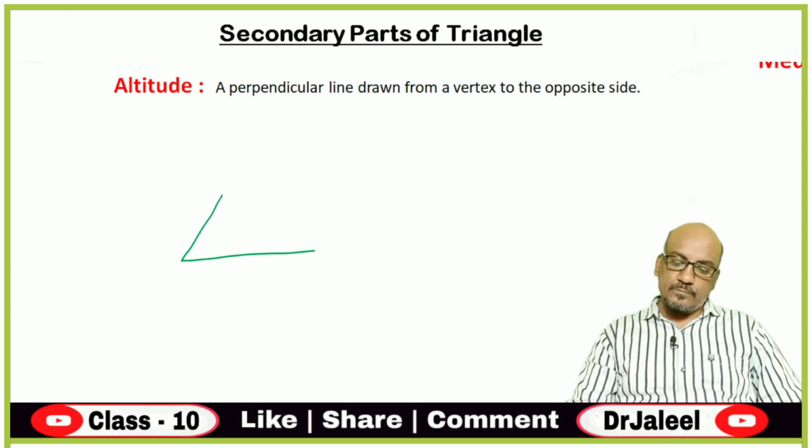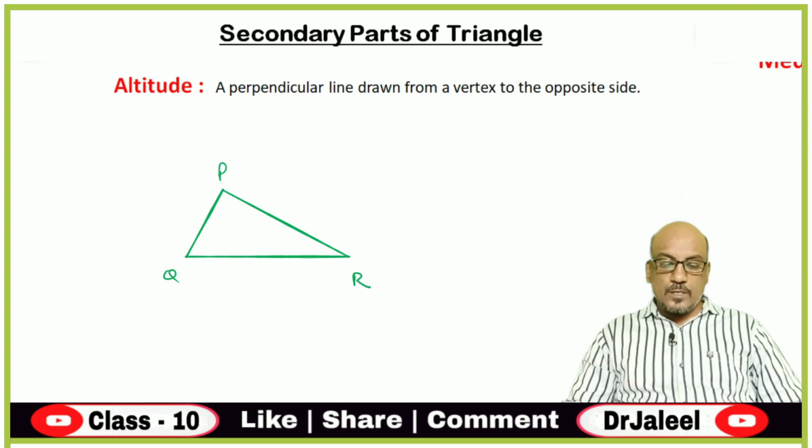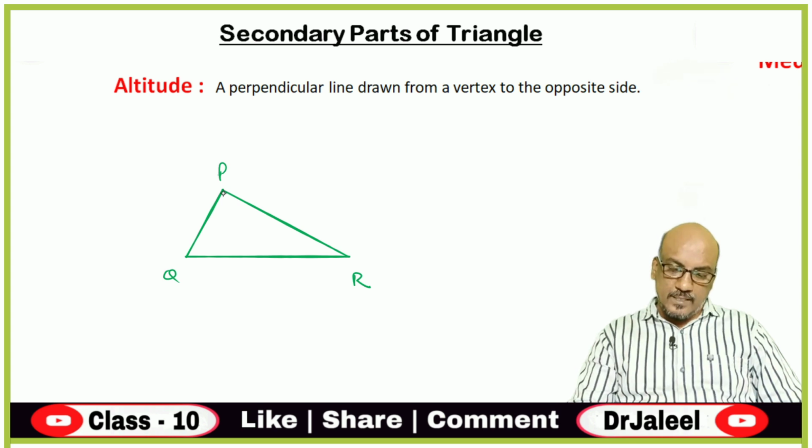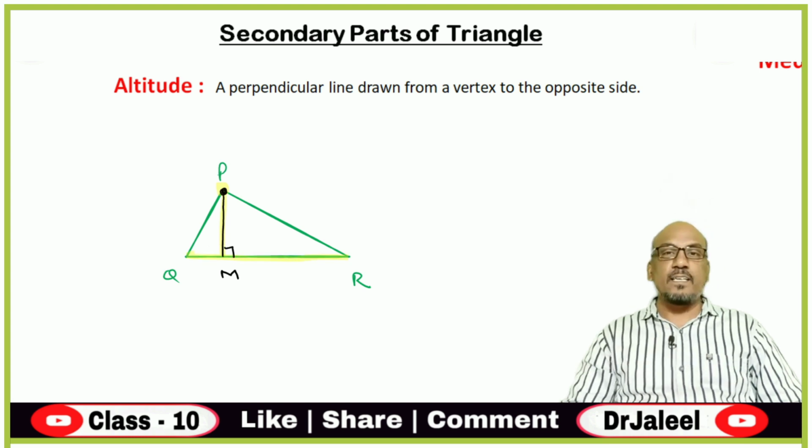Let me take a triangle PQR. So a perpendicular line drawn from a vertex to the opposite side is called an altitude. So if I take this vertex P, if I draw a line perpendicular to the opposite side, let me take this as PM. A line drawn from this vertex perpendicular to the opposite side is known as an altitude. We also call it height.